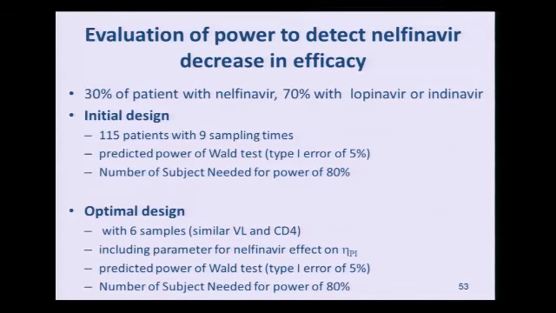Then, we wanted to look at the power to detect a decrease in efficacy by nelfinavir. So we assume that 30% of the patients will receive nelfinavir and 70% will receive the others. We wanted to evaluate the initial design to predict the power and the number of subjects needed, and an optimal design where we did just the optimality, not power optimality, but we assume that we have an additional effect on eta pi.